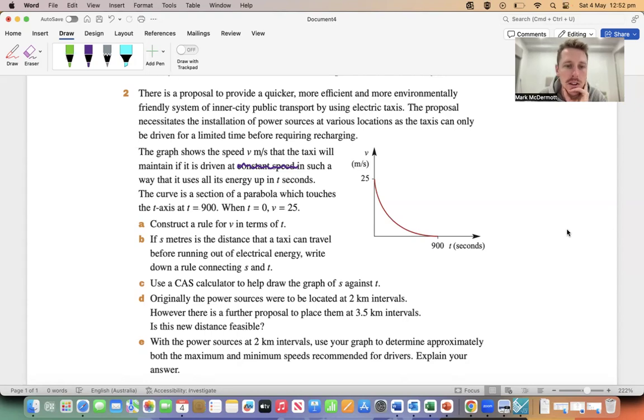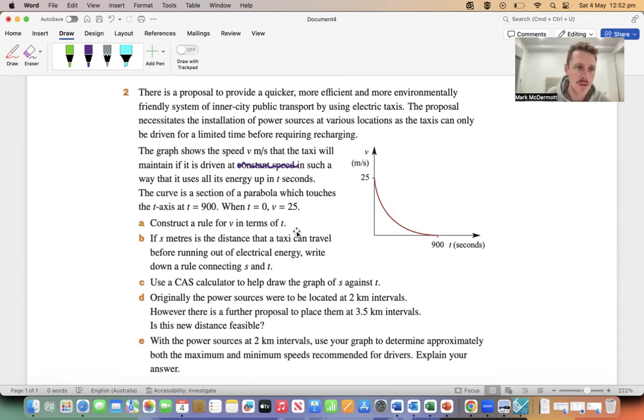The graph shows the speed v in meters a second that the taxi will maintain if it is driven in such a way that it uses all its energy up in t seconds. The curve is a section of a parabola which touches the t-axis at t equals 900, and when t equals 0, v equals 25.